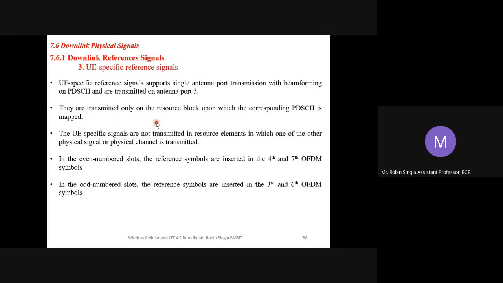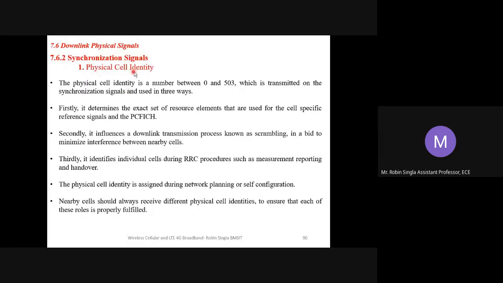So in cell-specific signals, which resource element, which small box, is being used? That can be detected using the physical cell identity. Second, it influences a downlink transmission process known as scrambling in a bid to minimize interference between nearby cells. Thirdly, it identifies individual cells during RRC procedures such as measurement reporting and handover.